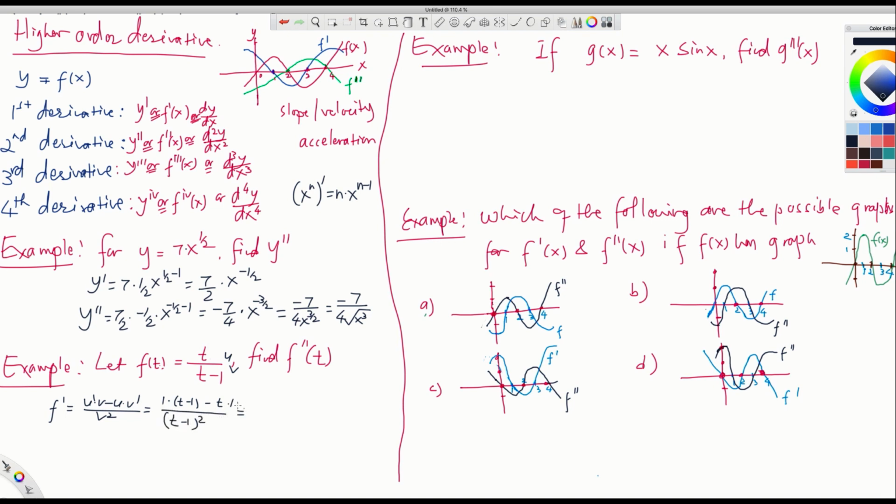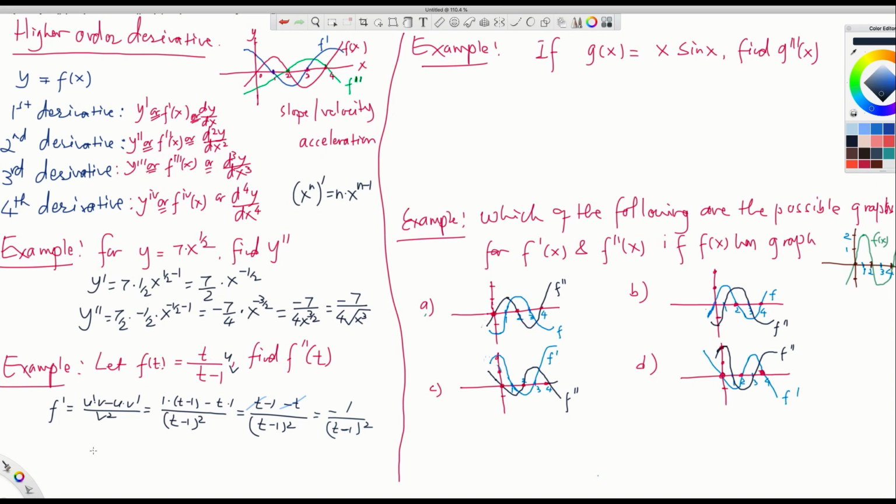Let us simplify, okay, because you need to find another derivative for this one. So it is basically t minus 1 times 1 is t minus 1, minus t, divided by t minus 1 square. So if you cancel out the positive t and negative t, what is left is negative 1 over t minus 1 square. Now we need to find the second derivative.